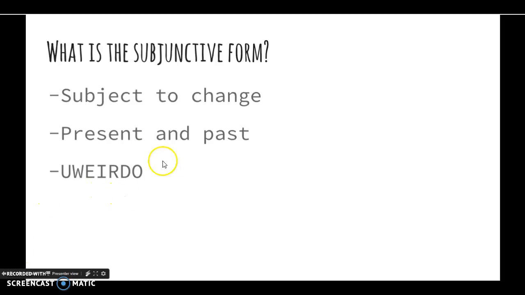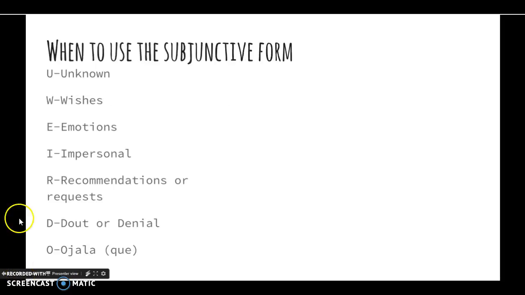And here's the acronym, "you weirdo," which will help us remember what cases to use the subjunctive. U stands for the unknown, W stands for wishes, E stands for emotions, I stands for impersonal, R stands for recommendations or requests, D stands for doubt or denial, and ojalá que. Ojalá was originally formed by Allah, God willing, and can kind of mean hopefully in English.